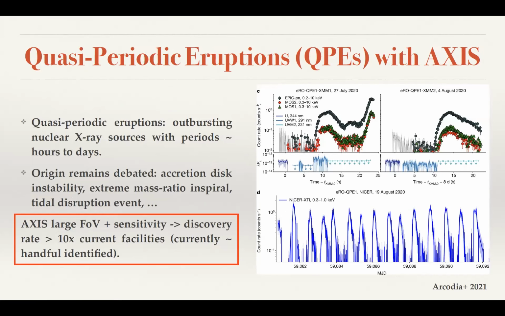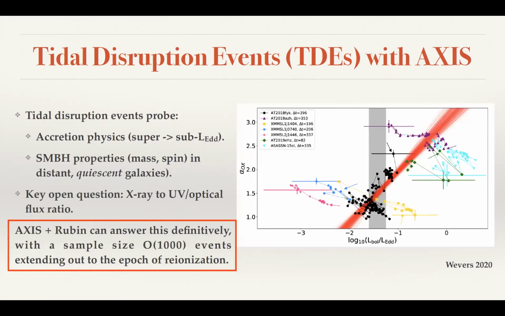Quasi-periodic eruptions are an AGN phenomenon that have really only been revealed in the last few years. It's some sort of periodic behavior in the accretion flux. There are various explanations, ranging from disk instabilities to TDEs. They're poorly understood right now. AXIS's field of view and its sensitivity will increase this sample, and we think we'll be getting tens of times greater than what we have now, really changing how we can understand these.